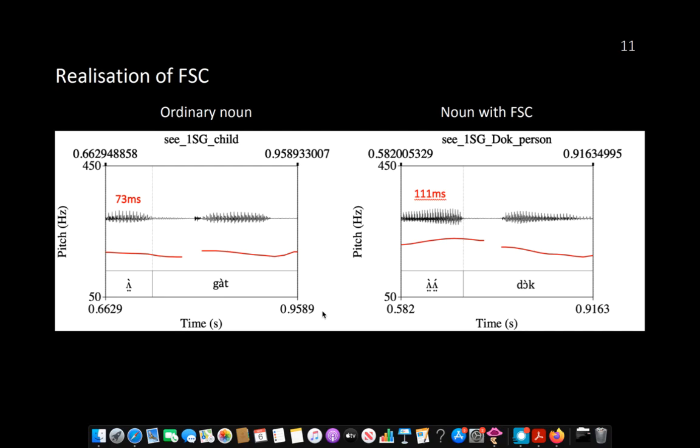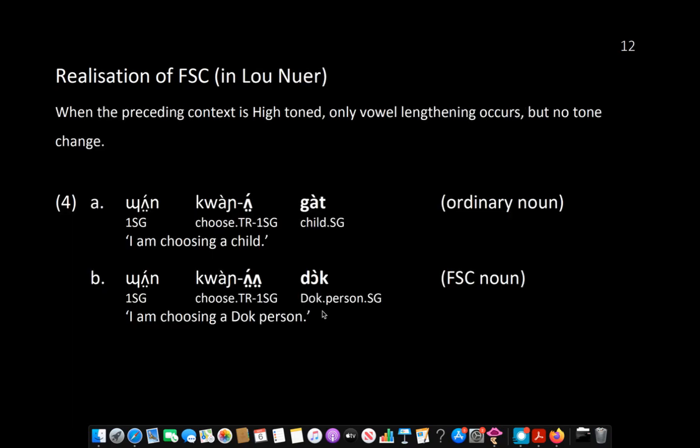When the preceding context is high toned, as in the example in form, there is again a vowel length effect. The vowel before the noun with FSC is longer than before the noun without FSC. But there is no tonal change. This is how the two sentences sound.